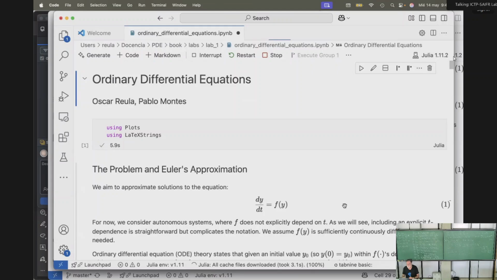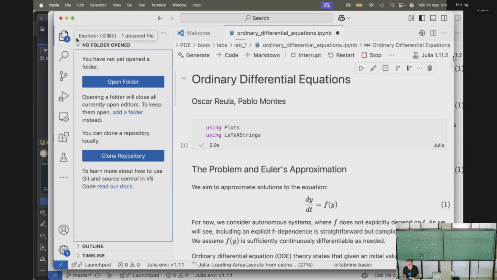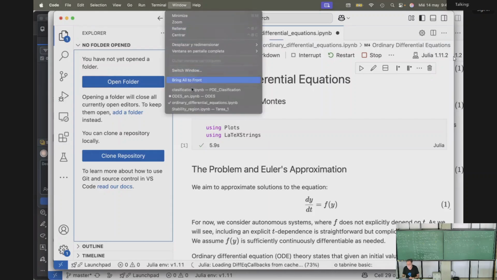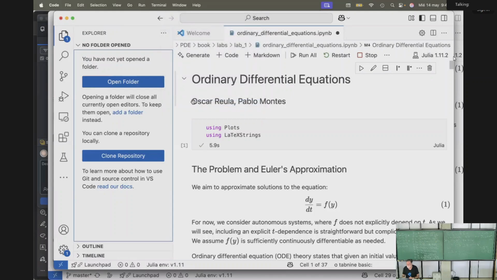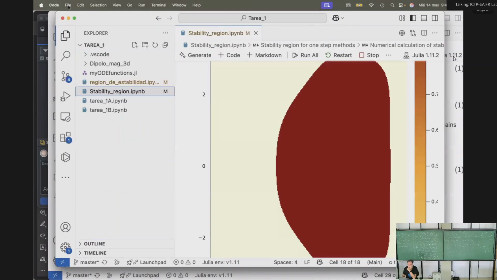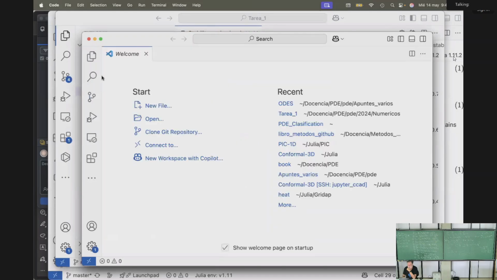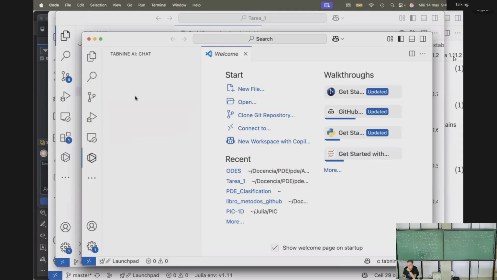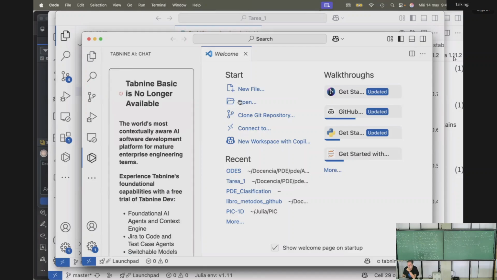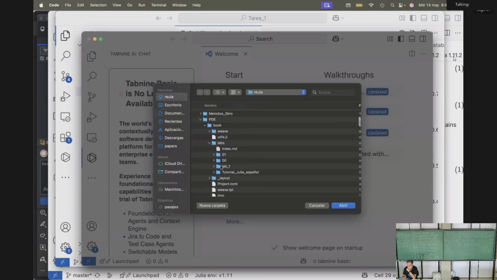So this is the lab. No, this is not the lab. Why? This is not, sorry. Again. Where is the lab?